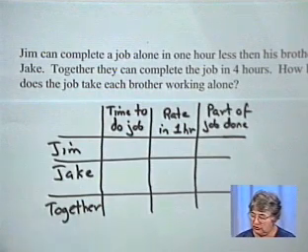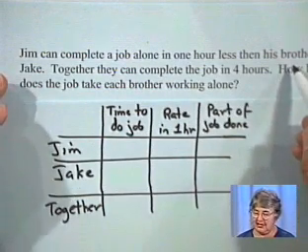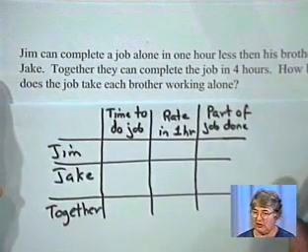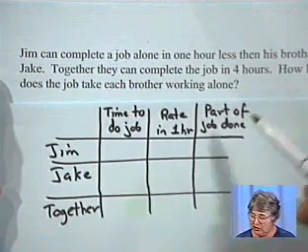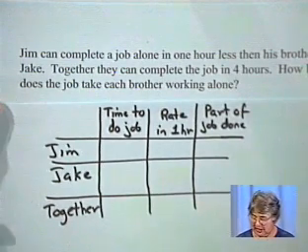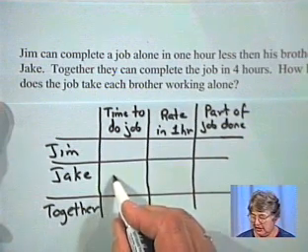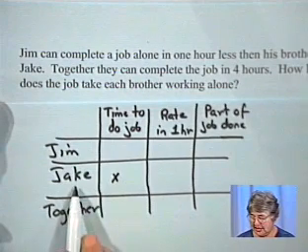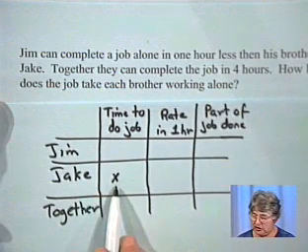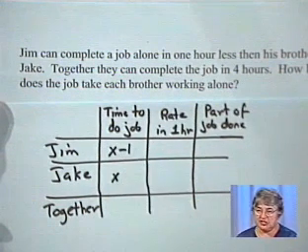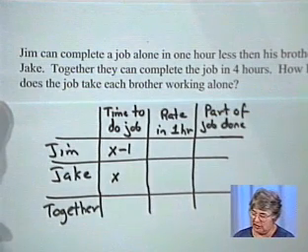It says Jim can do the job in 1 hour less than his brother Jake. So the variation with these problems to the ones that you may have had earlier is that we're comparing Jim's time to Jake's time. Anytime we compare to something else, let's start out with a variable representing that to which we're comparing. So let's say Jake takes X hours to do the job. Jim can do it in 1 hour less than Jake, so Jim's time is going to be X minus 1.